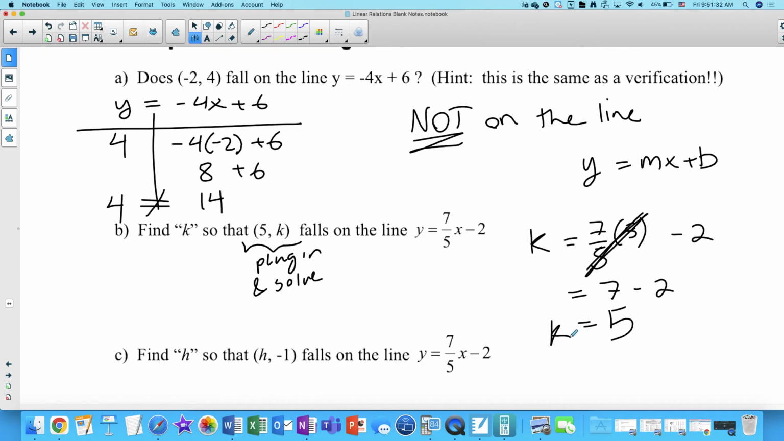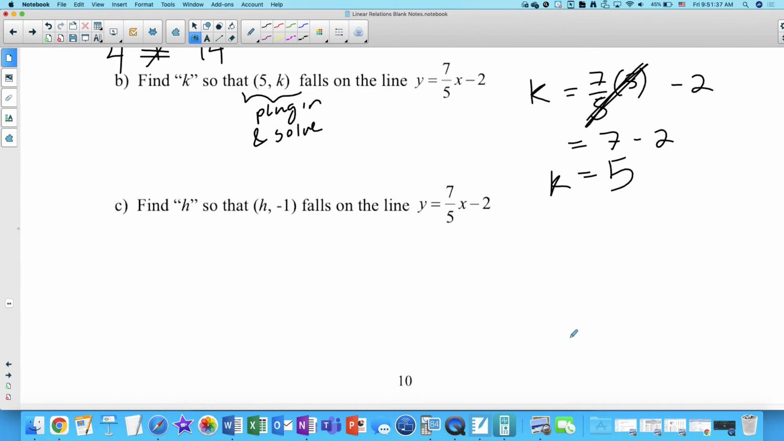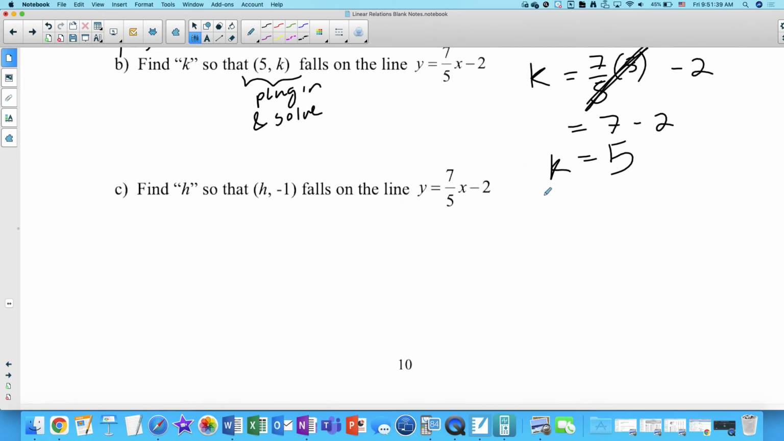Okay? And then we can also phrase it this way. What's h so that h, negative 1 falls on this line? Okay, same idea, but now we're plugging in an h for x and a negative 1 for y. So I'm going to put a negative 1 in here and solve that. Okay, now this is going to take a little bit more work because I have to go about isolating h. But we can do that. That's doable. I'm going to maybe start by adding 2 to both sides.